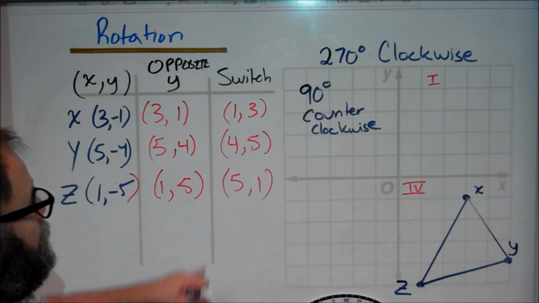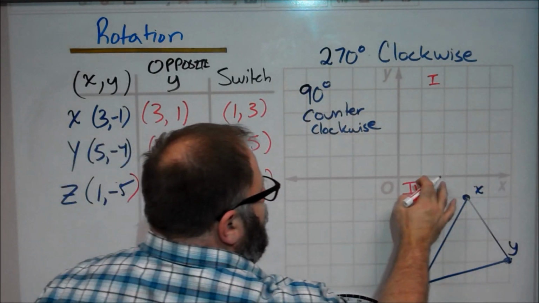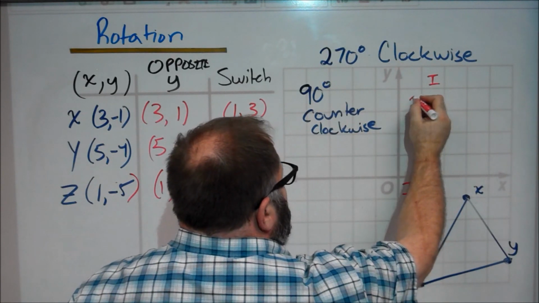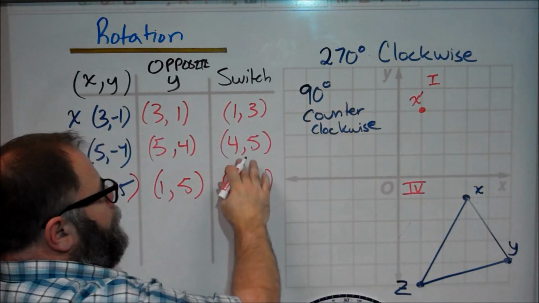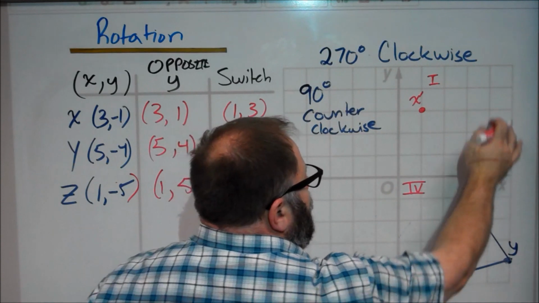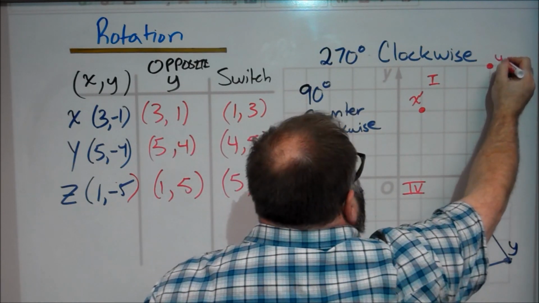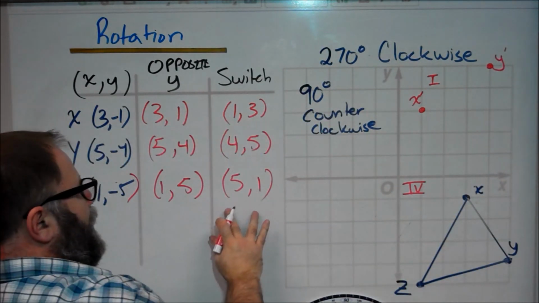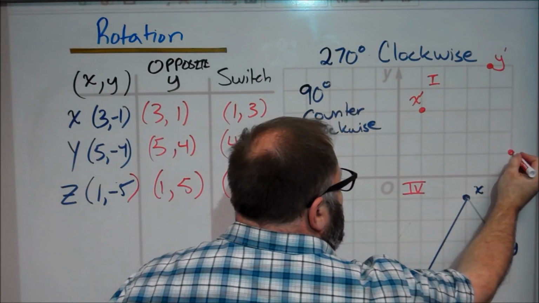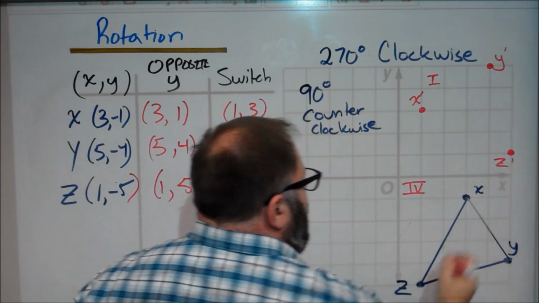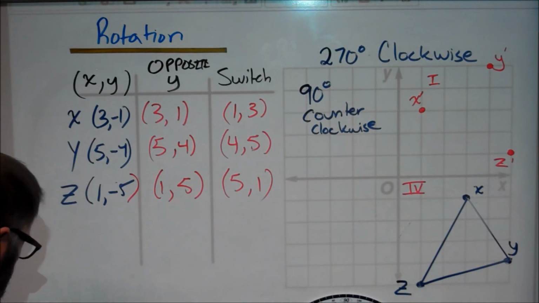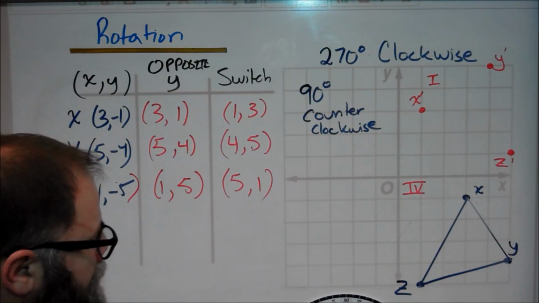Let's draw it. I've got 1, 3. There is my x prime. 4, 5. 1, 2, 3, 4, 5. There is my y prime. And 5, 1. There is my z prime. Let's put in our lines.